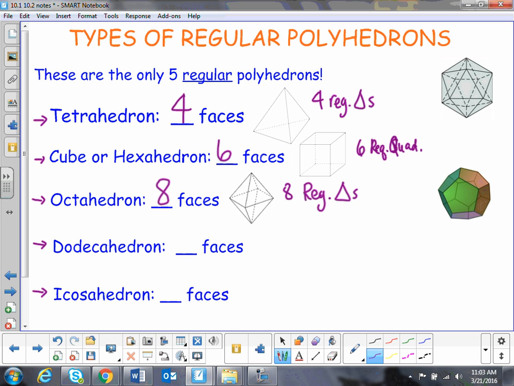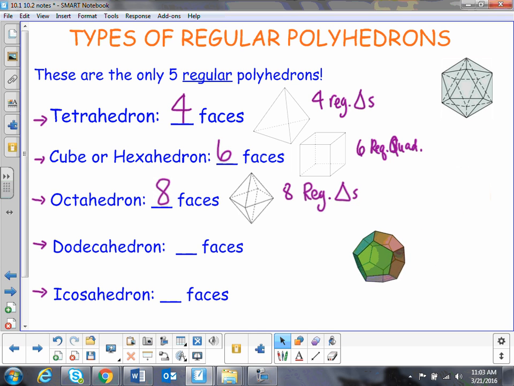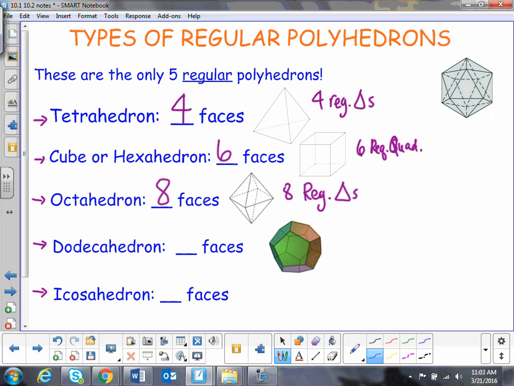Okay, and then the dodecahedron, which one do y'all think? The bottom or the top one? That's the dodecahedron. What kind of regular polygons are those? There's 12 of them. Somebody said it. Say it louder. Pentagons. 12 regular pentagons.